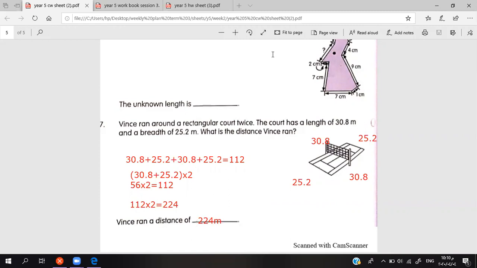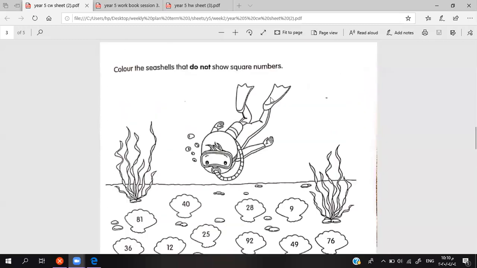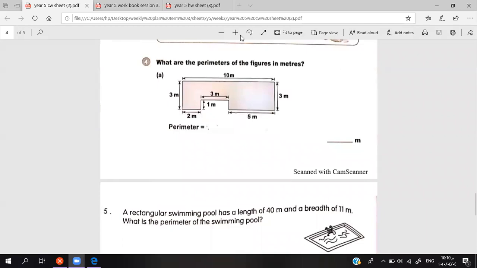Okay? Like that, we are done with the class worksheet, from the square numbers.